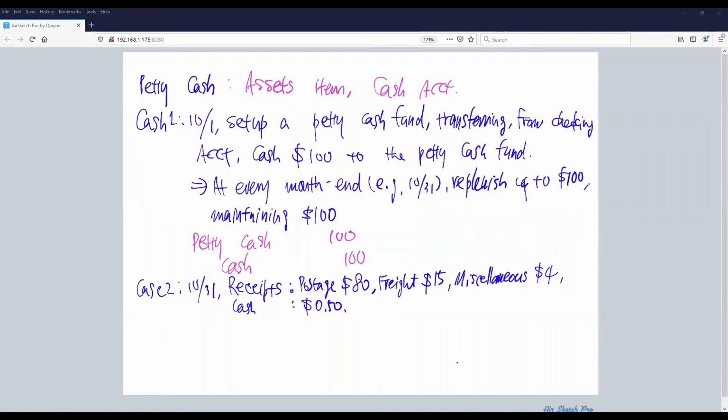You see that it still doesn't make sense, right? What we have is the receipt of, in total, $99, which means the cash left unused should be $1, not 50 cents, right? Something is off. A 50 cent mismatch is out there. Then what should you do?